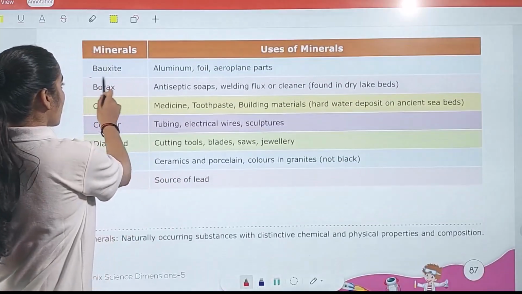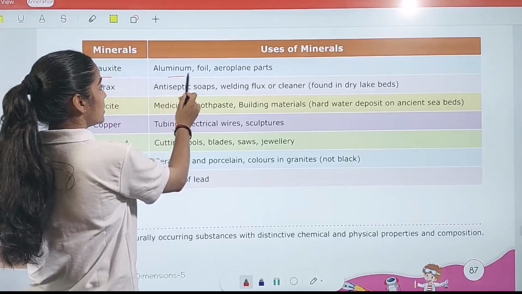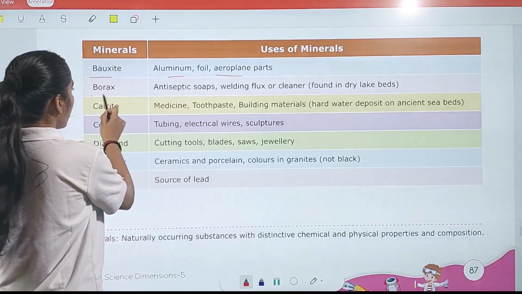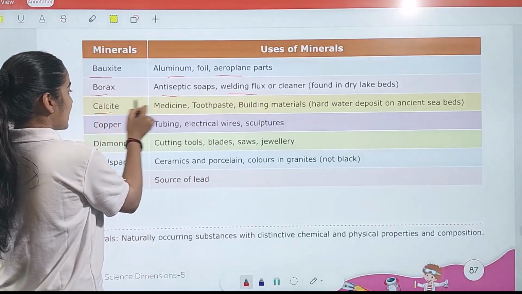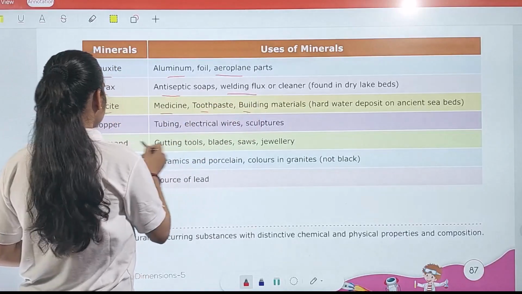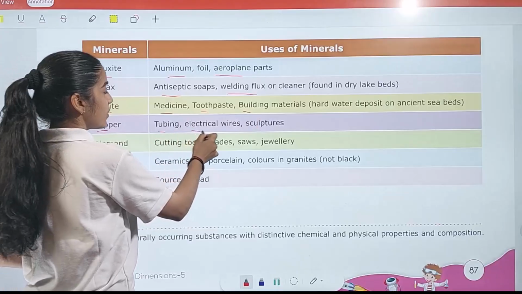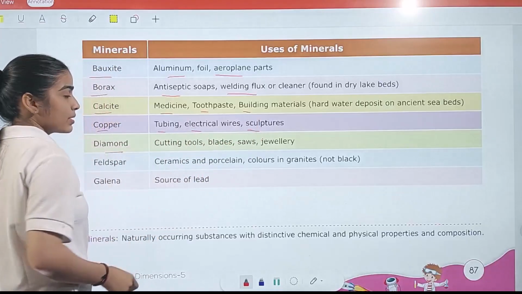Next, we have minerals and uses of minerals. So this is your bauxite. Bauxite is used for aluminum foil, aeroplane parts, borax, antiseptic soaps, welding flux, etc. Calcite: medicine, toothpaste, building materials. Copper: tubing, electrical wires, sculptures. Diamond is a kind of jewelry.